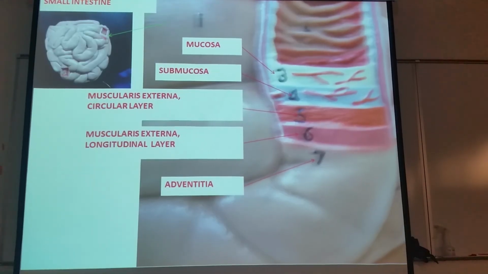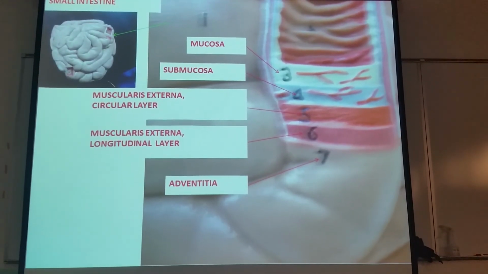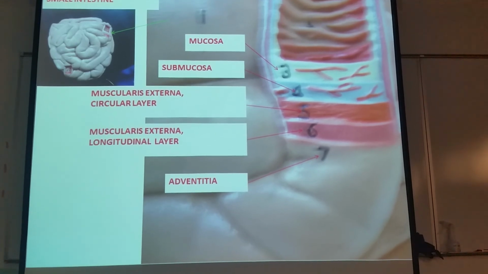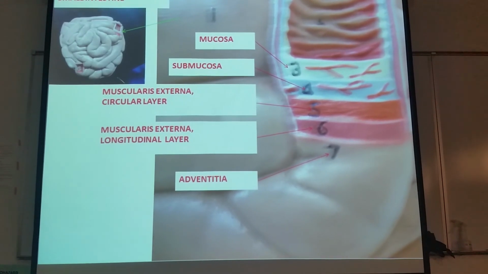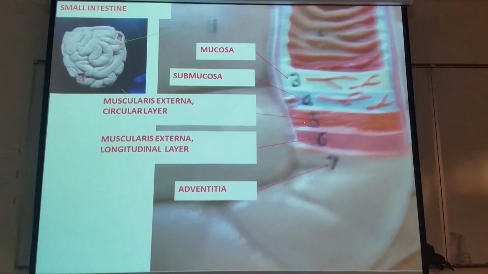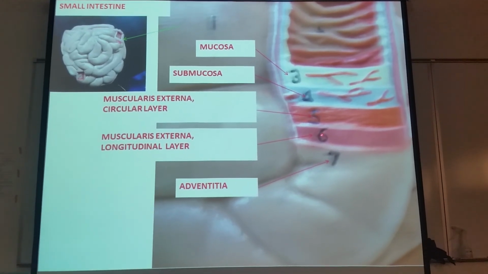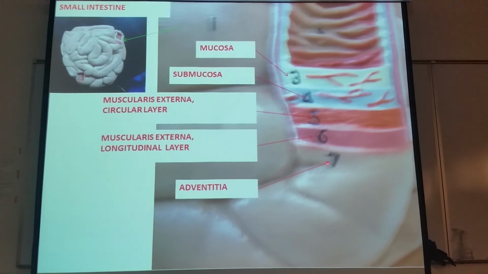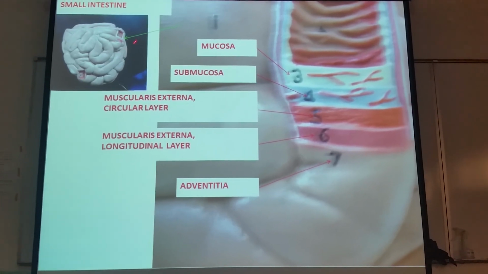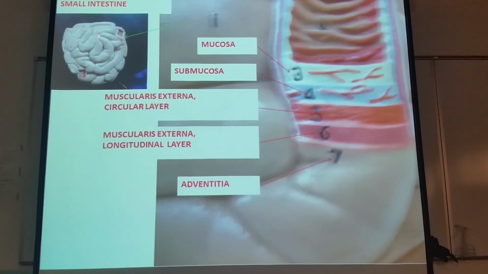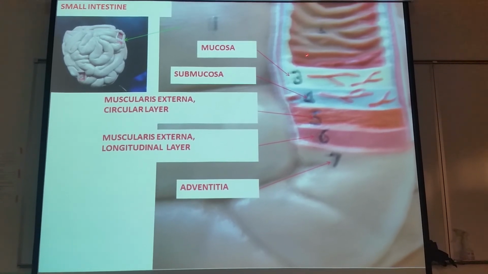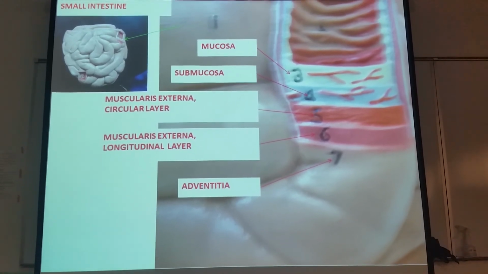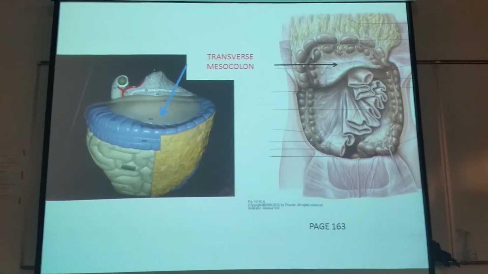Those layers are also shown on the small intestine model shown here. As shown, you know, from inside to out: mucosa, submucosa, and then muscularis externa, circular layer, and then longitudinal layer, and then serosa, adventitia. That's all this little part right there. Okay. I could ask you the circular folds. They're actually called circular folds, or plica circularis.